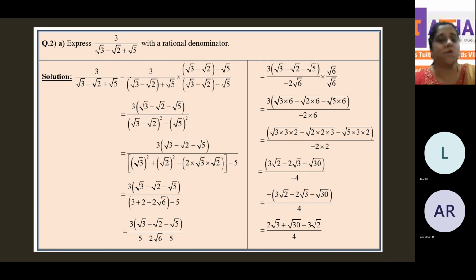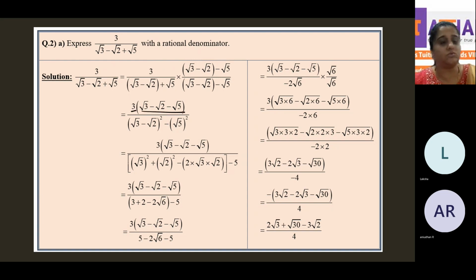Now multiply the numerators, multiply the denominators. So how do you multiply the numerators? 3 multiplied with all this. So you can see here 3 multiplied by, you can remove the bracket. See, it's nothing but root 3 minus root 2 minus root 5. It's the same, no? You can just remove the bracket. So multiply the numerators.